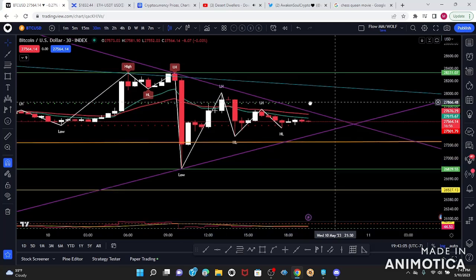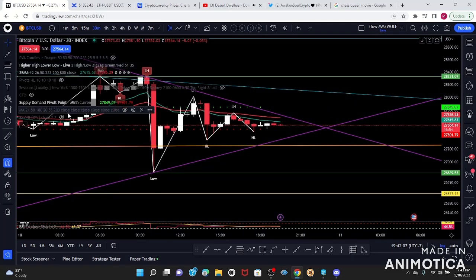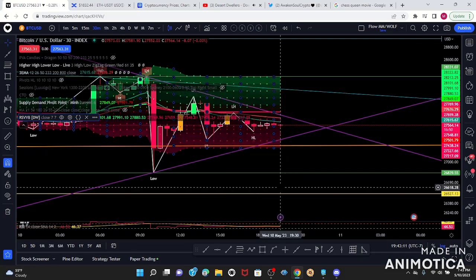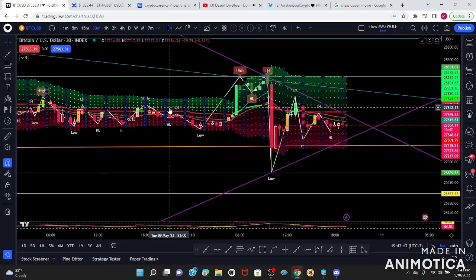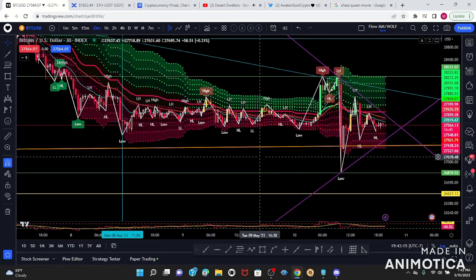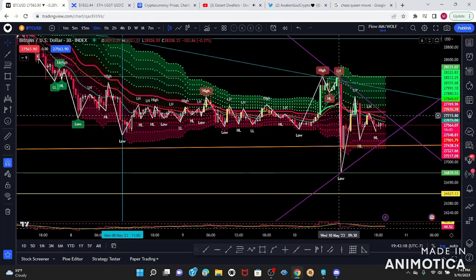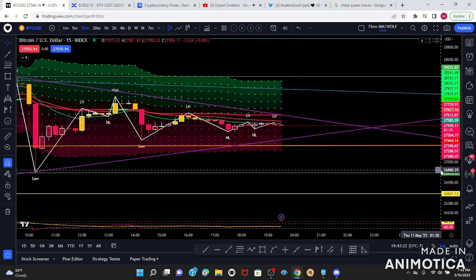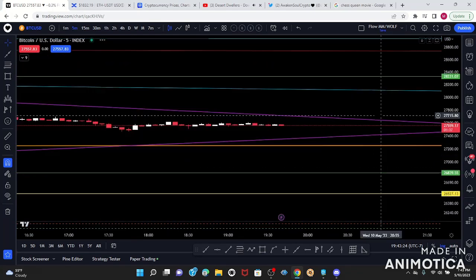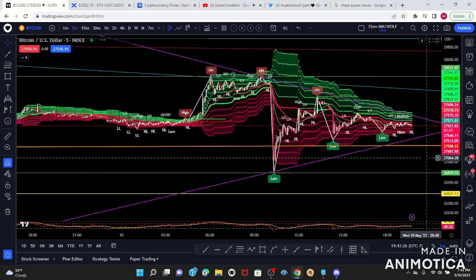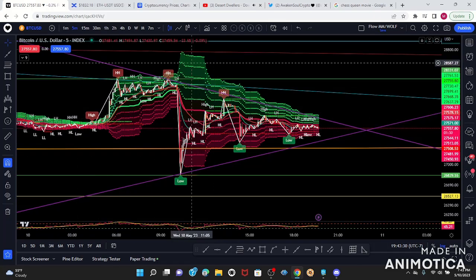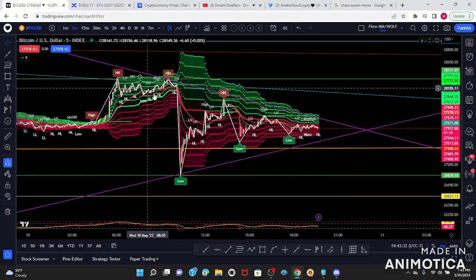Okay, coiling up. This is definitely it, and I have this great indicator that I love, the RSVVB. It just shows you when it's getting really tight. Like you see this area right here, it's getting really tight, and then when it kind of explodes. If you go to your smaller time frames, like 5 minutes, it shows that really nicely. You can see how it gets really tight and boom, pops. So it's getting really tight, so I do expect a decision to be made.